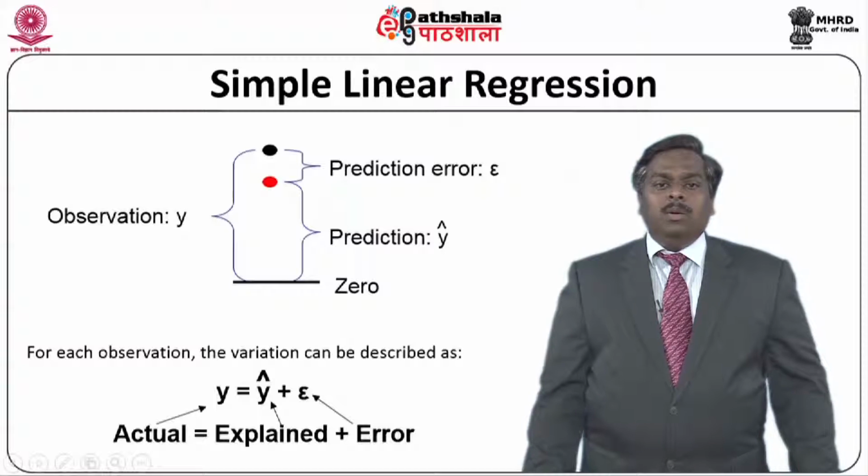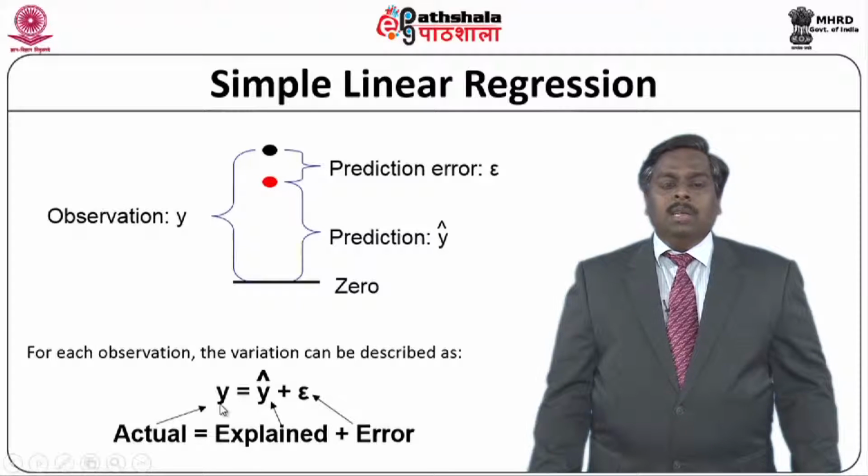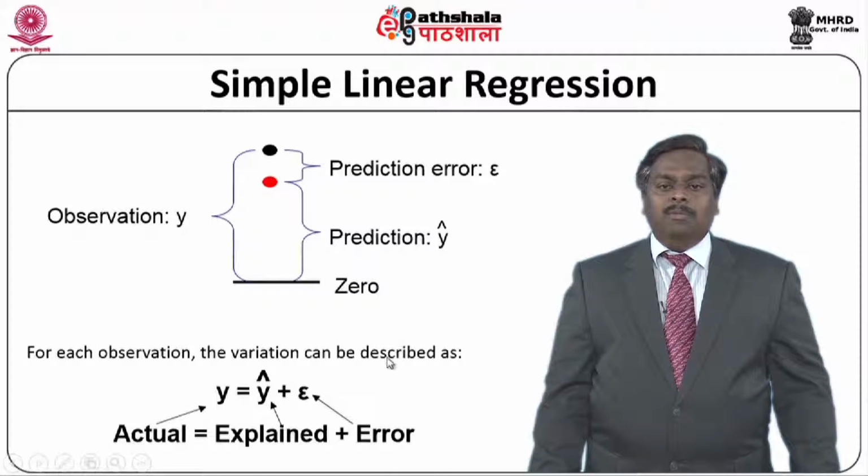Now, what we need to do is, as I mentioned, you need to predict the error. So, how you can quantify the error for each and every observation is, error for each and every observation may be defined by this characteristic equation, y is equal to y dash plus epsilon, where y is the actual y value, y dash is the explained y value or the value that we have predicted, and epsilon is the error.